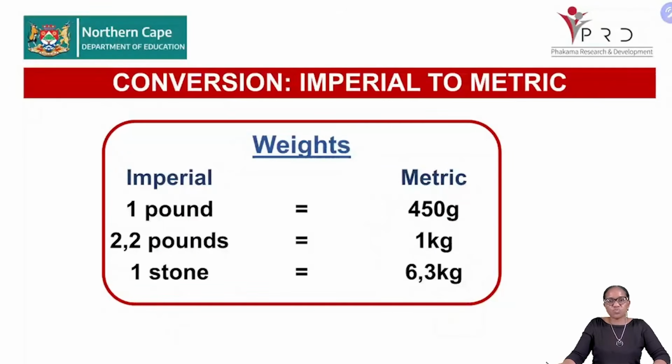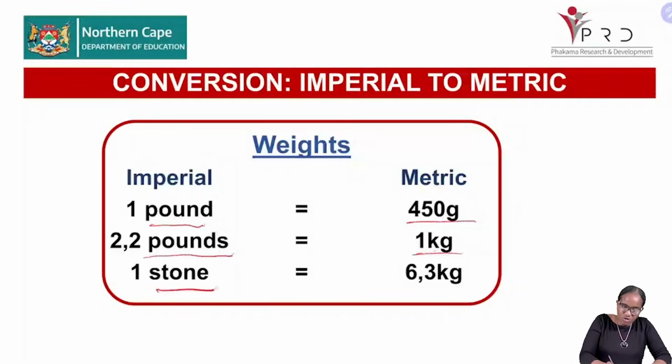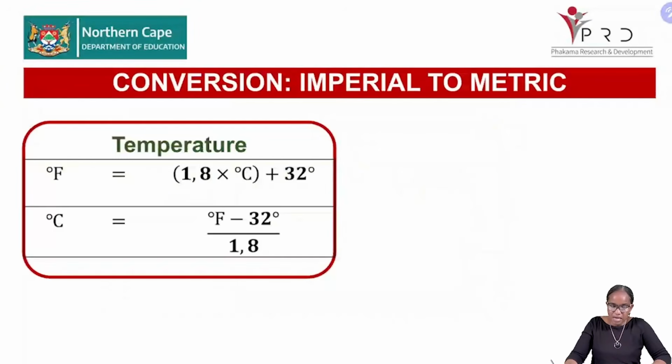Right, let's move to weights. Imperial, we have pounds and stones. 1 pound equals 450 grams. 2.2 pounds equals 1 kg. 1 stone equals 6.3 kilograms. Now we look at the conversion of temperature from degrees Celsius to degrees Fahrenheit and vice versa.